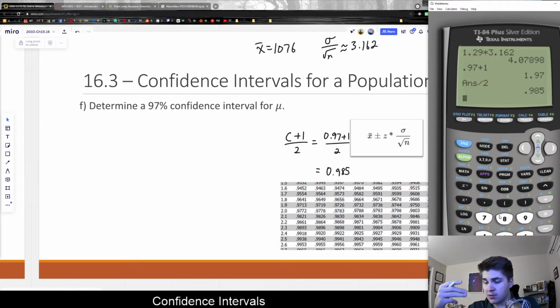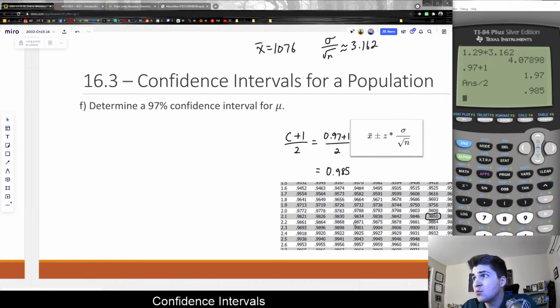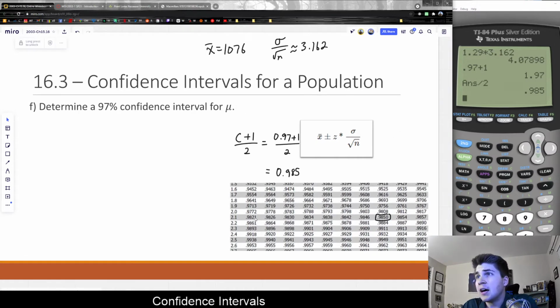So now we're going to use that in table A, which says 0.985, and we have exactly that right here, which would be 2.1, 0, 1, 2, 3, 4, 5, 6, 7. So 2.167. Oops, what did I just say? 2.17. Let me do that again. 1, 0, 1, 2, 3, 4, 5, 6, 7. Yeah. So this would be our critical score.